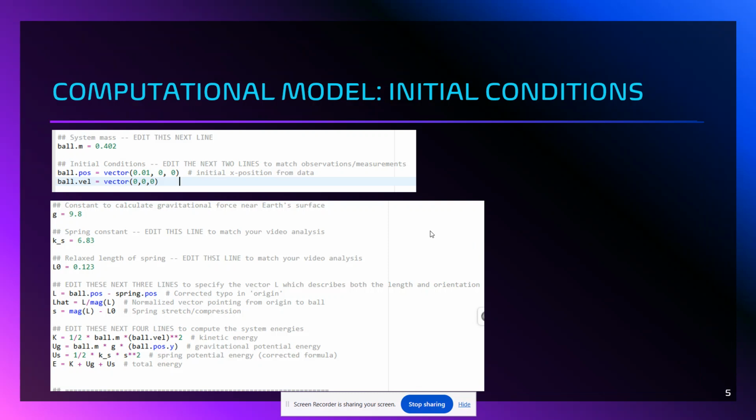As you can see, the mass is 0.402. We have a position and velocity vector with the velocity at 0. We have gravity, the k of the spring, as well as L0, L naught. We then calculate the L value by doing position minus the spring position. Then we calculate L hat as well as S, so we can calculate our spring force, which we do in the next lines where we calculate kinetic energy, potential energy, as well as total energy.